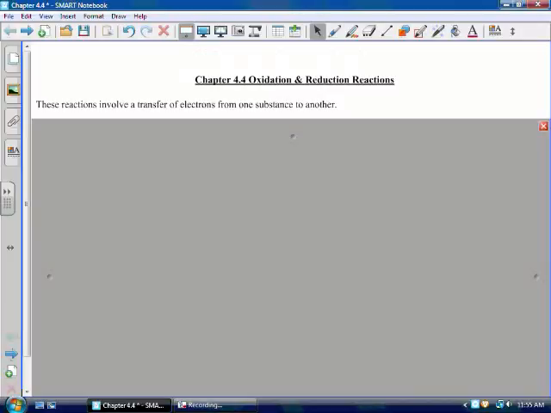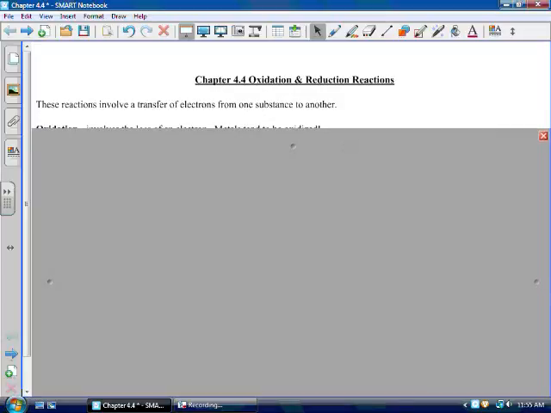In this section, we're going to talk about oxidation-reduction reactions. Oxidation and reduction reactions are another type of reaction that takes place in an aqueous solution. They are reactions that involve a transfer of electrons from one substance to another. The term oxidation and reduction reactions comes about because the first reactions of this type that were studied dealt with oxygen. So that's where the term oxidation comes from.